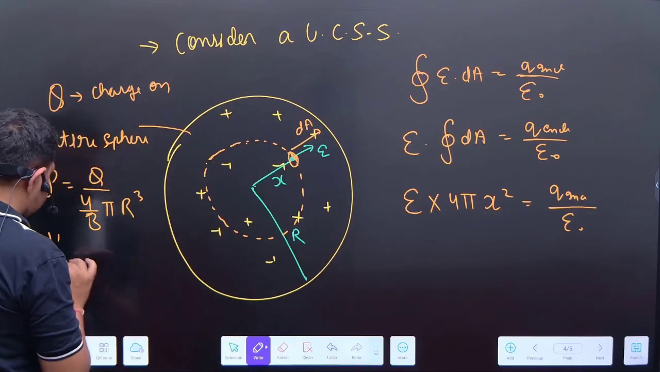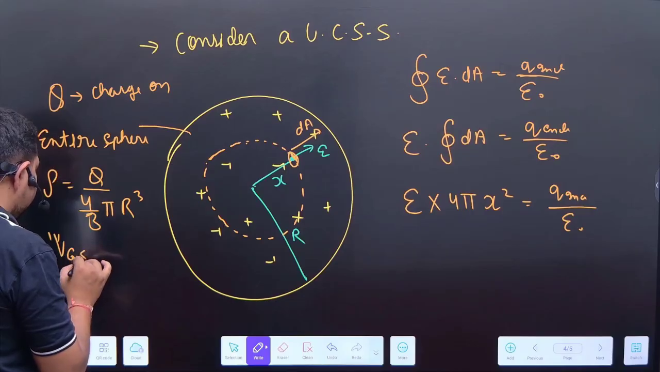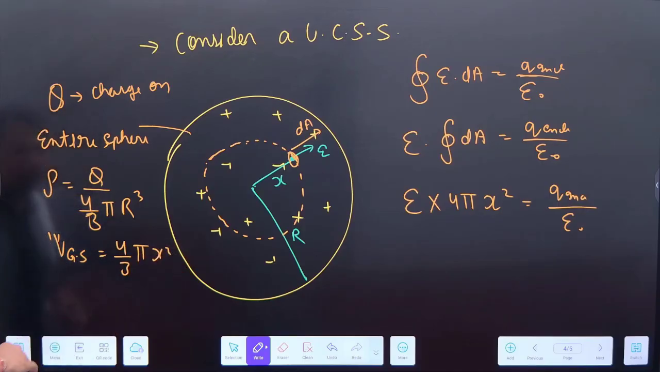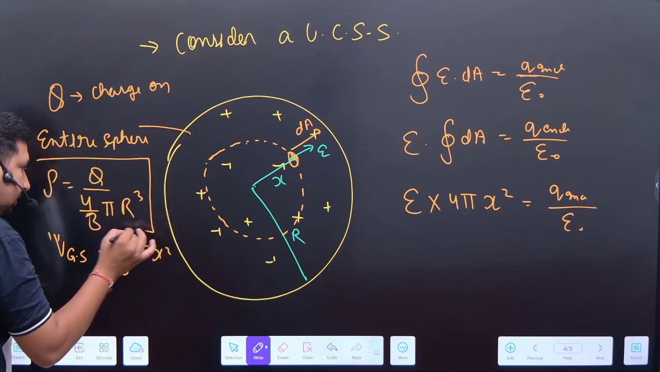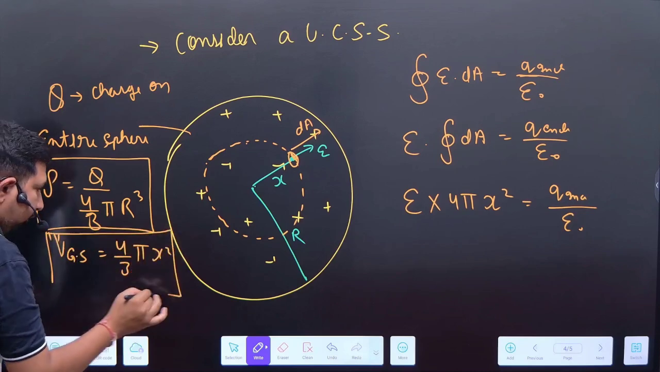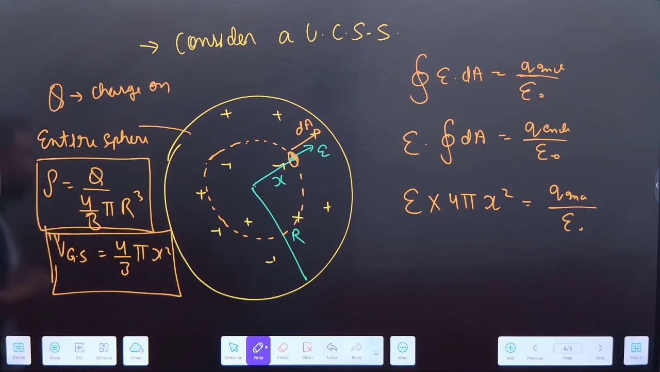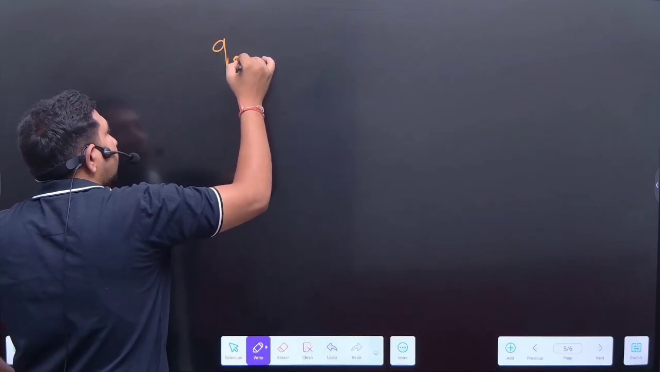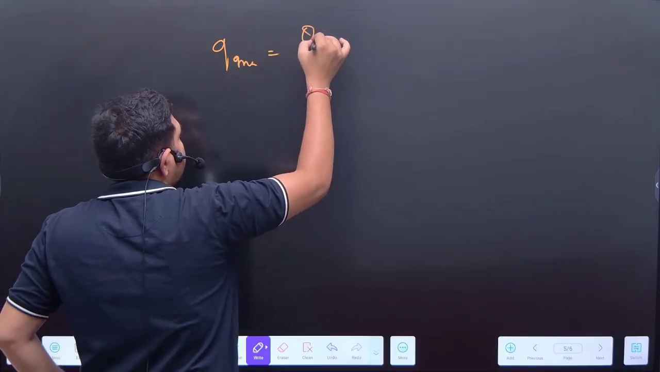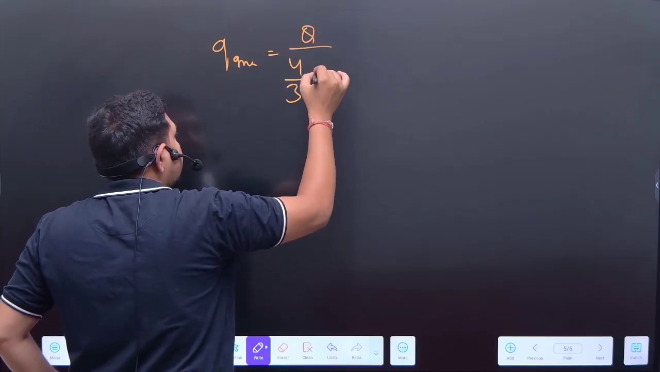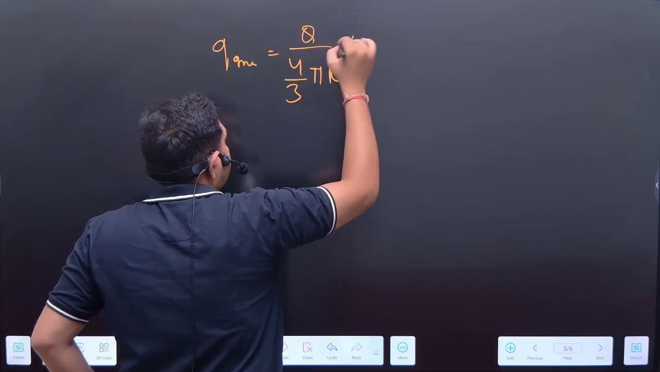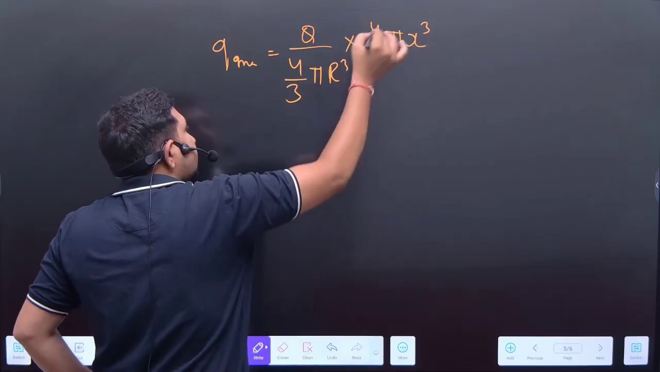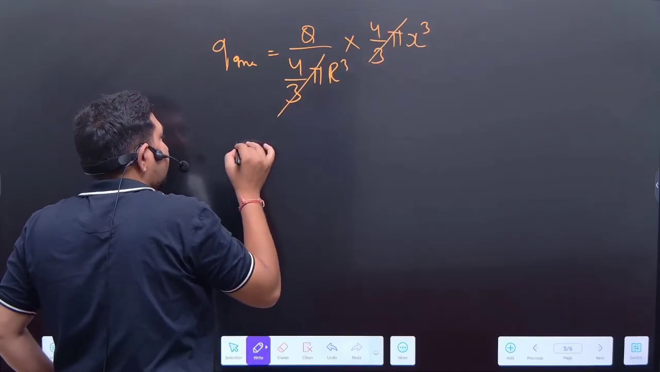So density times volume: the volume inside the Gaussian surface is 4 by 3 pi x cube. And if I multiply this density by the volume, I would be getting the charge inside the Gaussian surface. So the charge inside the Gaussian surface can be written as Q enclosed equal to Q divided by 4 by 3 pi capital R cube, times 4 by 3 pi x cube. So this 4 by 3 pi and 4 by 3 pi would cancel out each other.